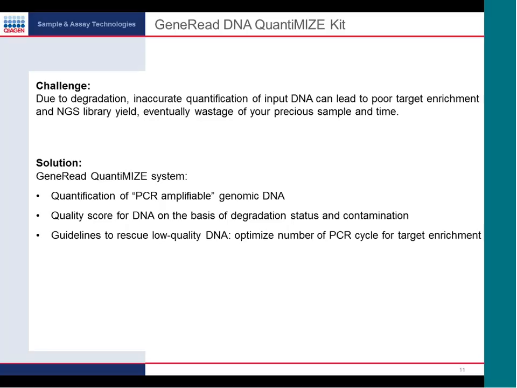Because if you are dealing with clinical samples, the sample is precious. Although it's low quality, you would like to make use of it and see if you can get some reliable result out of it. And that's what this kit does. It will provide you the guidelines by optimizing the number of PCR cycles for target enrichment so that you will get a good result with each and every next-gen sequencing run.